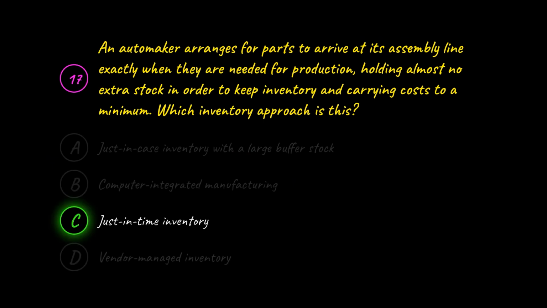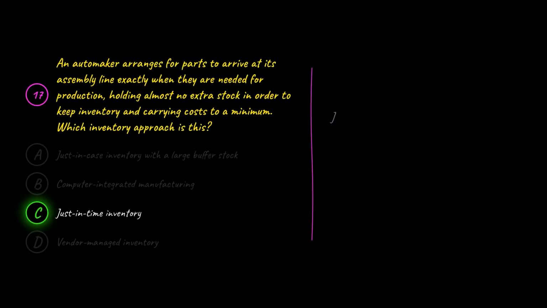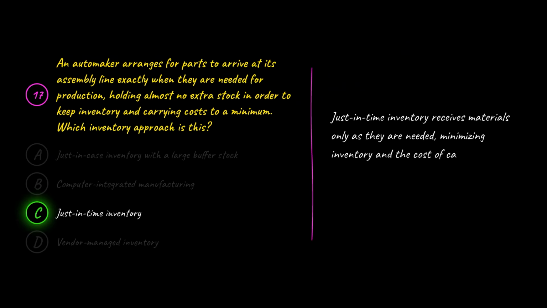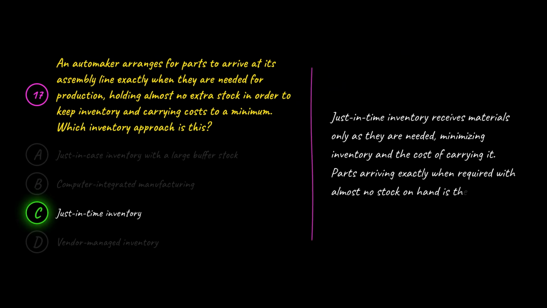The correct answer is C. Just-in-time inventory. C is correct because just-in-time inventory receives materials only as they are needed, minimizing inventory and the cost of carrying it. Parts arriving exactly when required with almost no stock on hand is the defining feature of just-in-time.